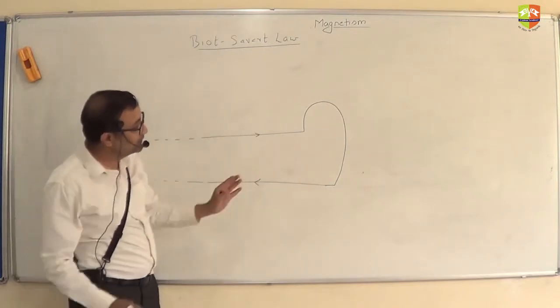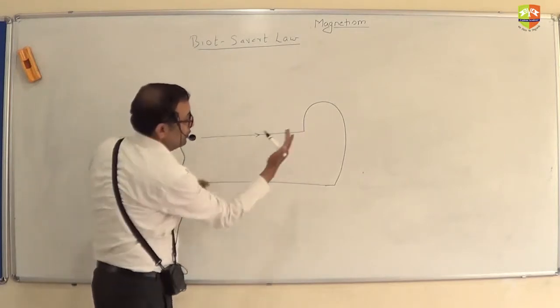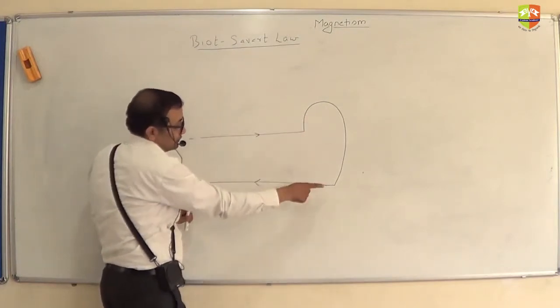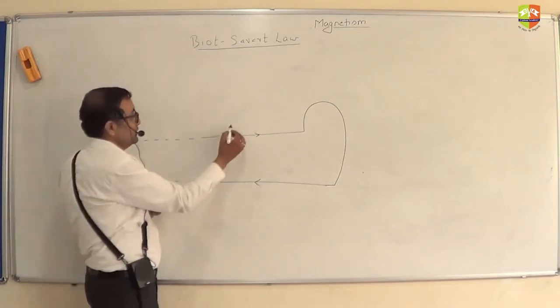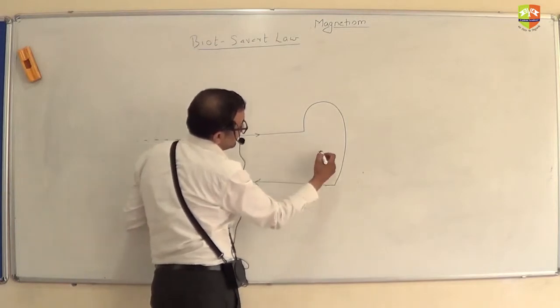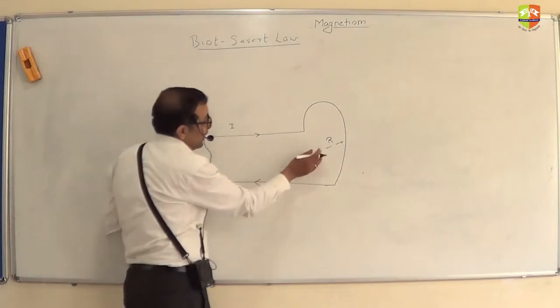Why have I drawn it like this? Because this wire is in the plane of the board and this semicircle comes out. The semicircle goes like this, comes out, and then goes like that. Getting it? This is how the current flows. The radius of the semicircle is R. You have to find the magnetic field at the center.